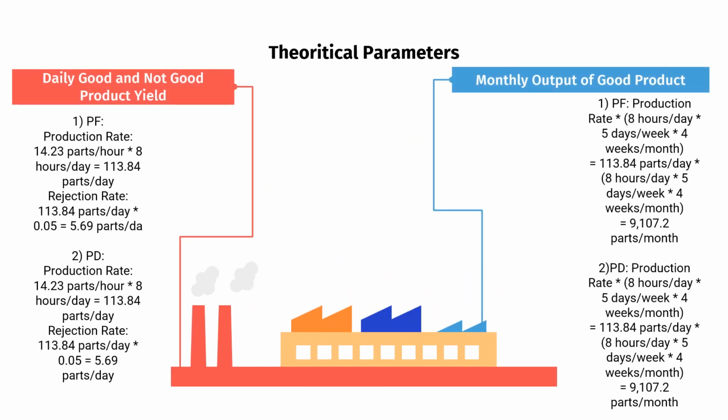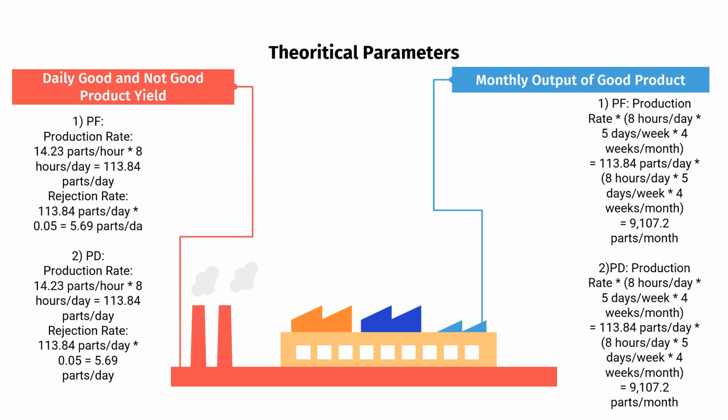Next, for daily good and not good product yield. First, for PF, the production rate is 113.84 parts per day and the rejection rate is 5.69 parts per day. For PD, the production rate is 113.84 parts per day, and also the rejection rate is 5.69 parts per day.